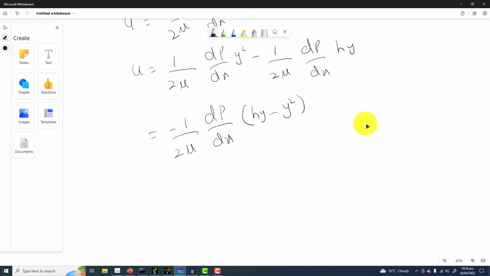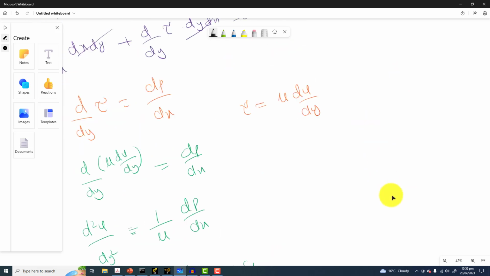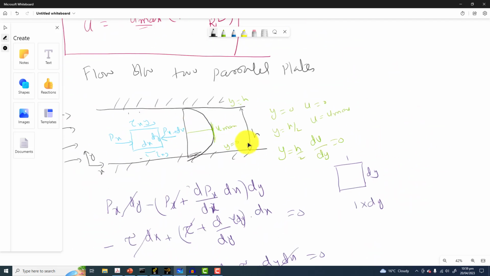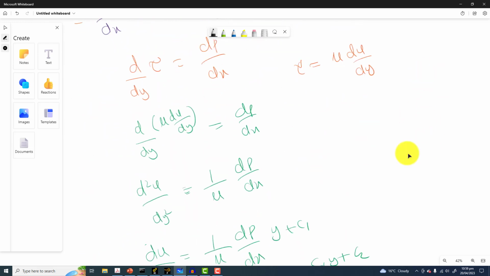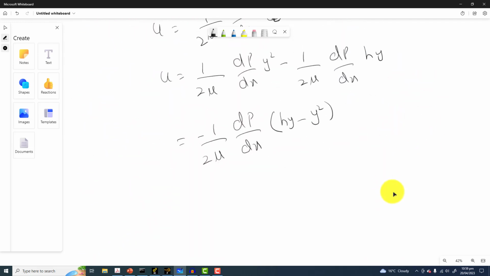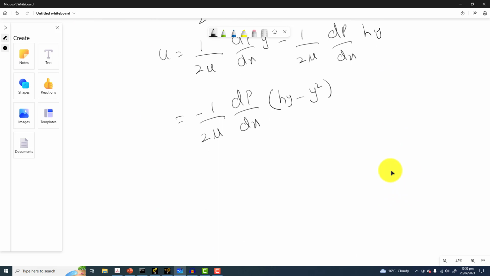So now also we know that u is maximum at the center point, where y is equal to h by 2. So for maximum velocity, we know that u is maximum at y is equal to h by 2. So if I put this in, I can get u maximum is equal to minus 1 upon 2 mu and dp by dx, h into h by 2 minus h square upon 2 square, which is 4.